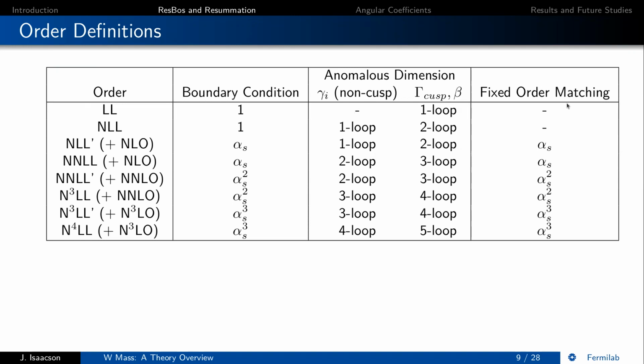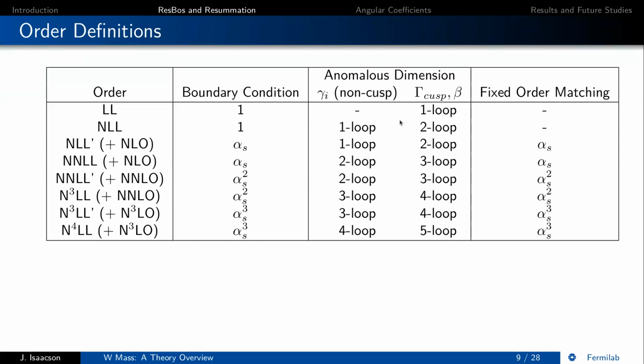Since when you do this resummation you're basically taking the limit that q_T goes to zero, eventually, as you want to compare this to data, you can't just look at very small q_T. You have to look at the whole q_T range. And so eventually you have to match to a fixed-order calculation. And this is the order to which you have matched at high transverse momentum.